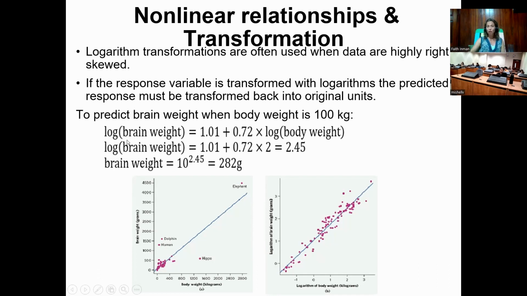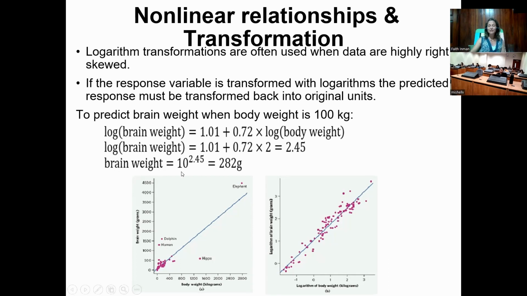Well, then you'd say, okay, log brain weight is equal to 1.01, that's our intercept, plus the slope, 0.72 times log body weight, right? So again, log brain weight is equal to our intercept of 1.01 plus the slope of 0.72 times 2, which is our log body weight, which is equal to 2.45, which is totally meaningless to the human brain until we back transform it so we can get back to regular grams units.